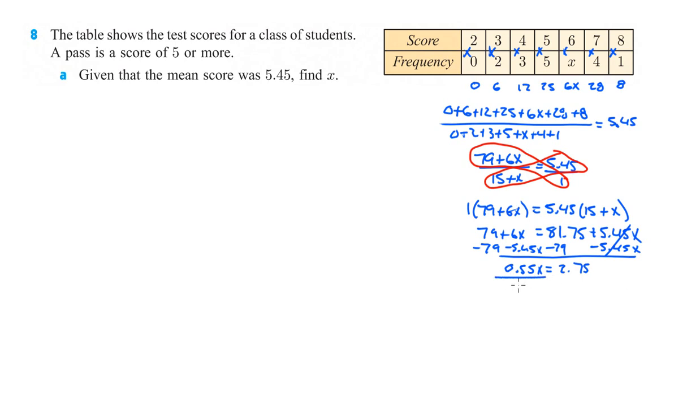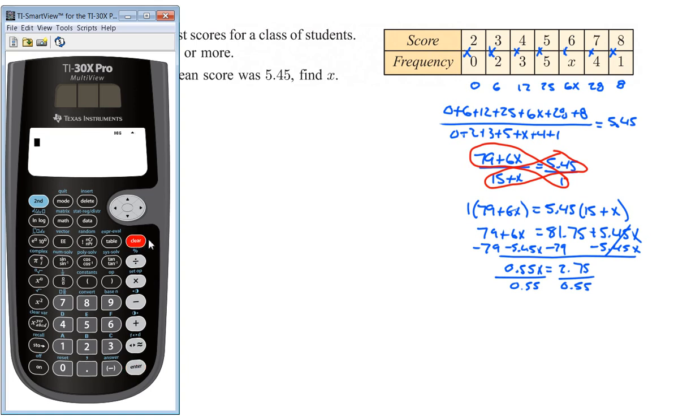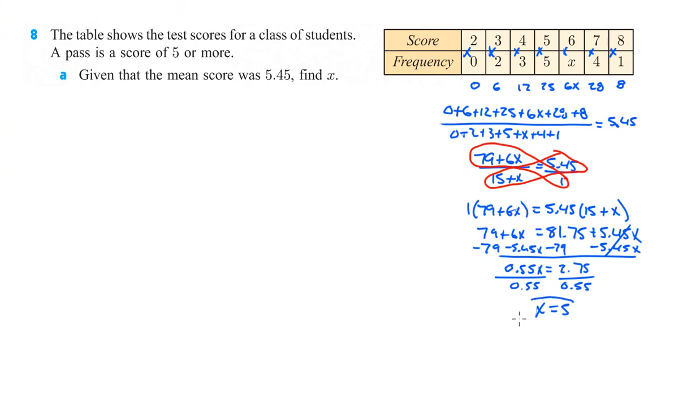All right, divide both sides by 0.55, and we better hope that this ends up to be a whole number. Let's check. 2.75 divided by 0.55 gives us 5. Okay, so then we now know that this x has to be 5. So given that the mean score was 5.45, find x, and we did.